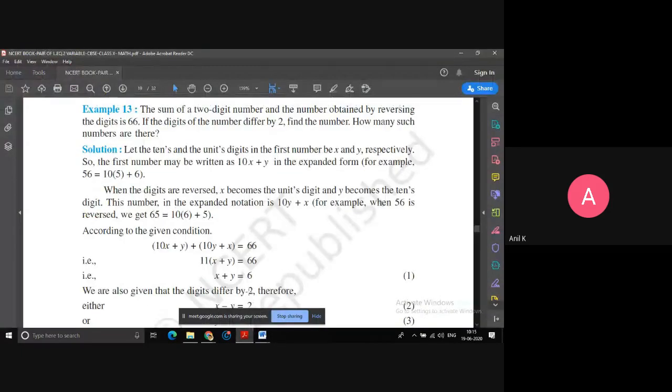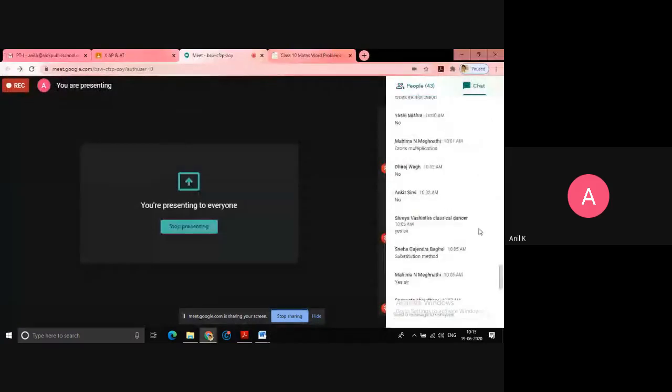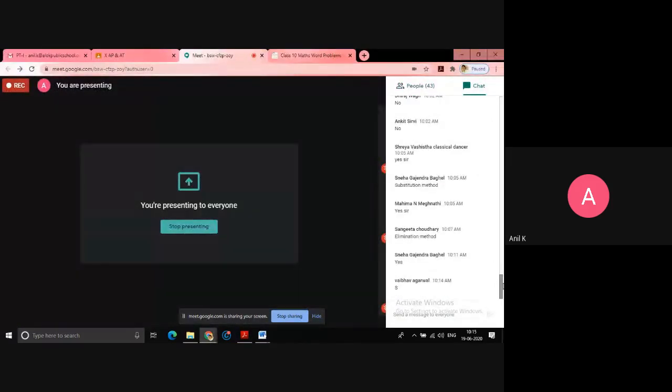Okay, good. What about the word problem? I think we discussed the word problem based on fractions. Did everyone understand? Or does anyone have doubts on the word problem? If anyone has a doubt in the fractions, please ask. No one has doubts in the fractional problems. I think I have given two examples and exercise questions to solve.